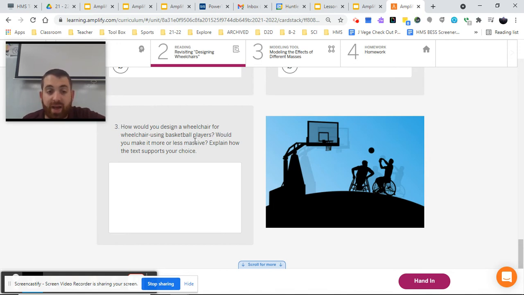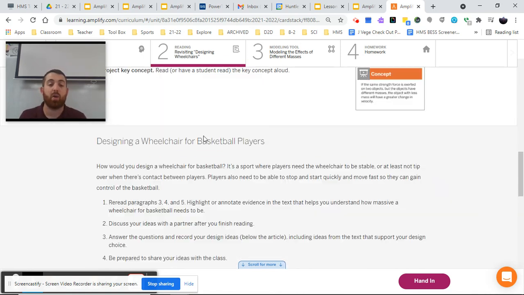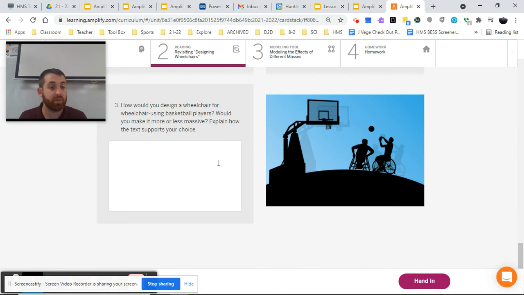Would you make it more or less massive? Explain how the text supports your answer. And this is where you're going to be looking at what you highlighted and using that to explain your answer. So you might start off with the best chair would have, and this is where you talk about the mass and what it would look like.